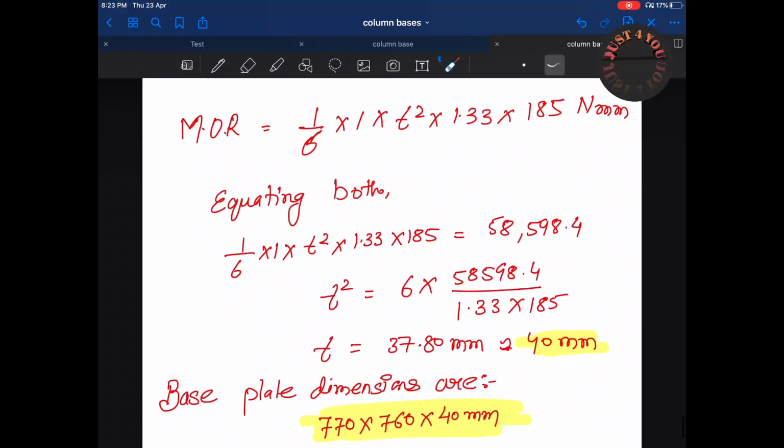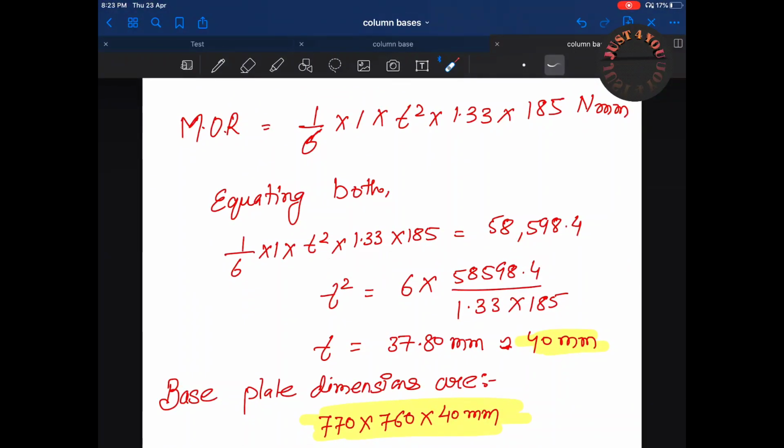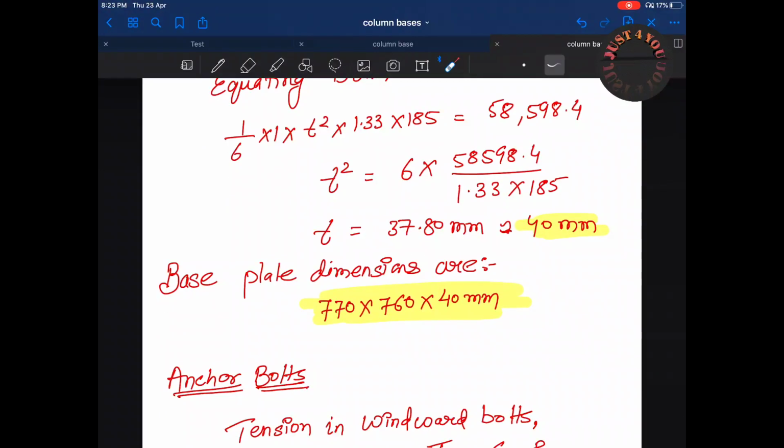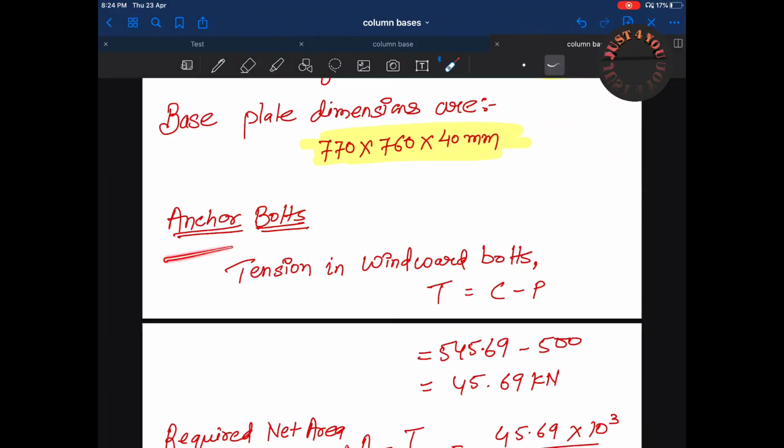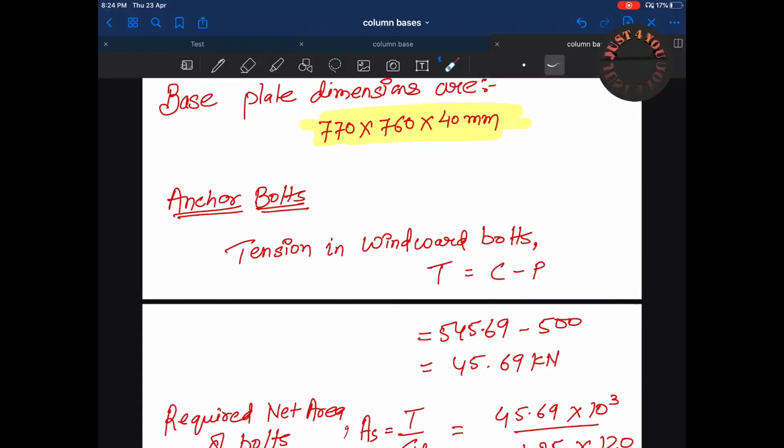Now equating both, we get the value of t as 37.80 mm, or you can take 40 mm. So our overall base plate dimensions are 770 into 760 into 40 mm. Now we have to design the anchor bolts. For the anchor bolts, we will follow the design steps.